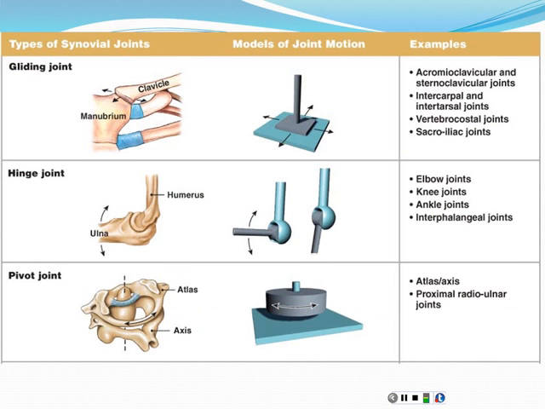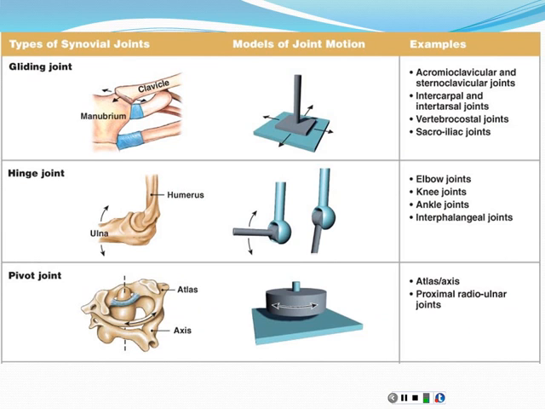So this is where, just like our pencil on the piece of paper, the bones slide against each other. We find these where the clavicle meets the sternum. There's a gliding joint there. We see these in the wrists and ankles. So intercarpal and intertarsal, that means between the wrist bones and between the ankle bones.